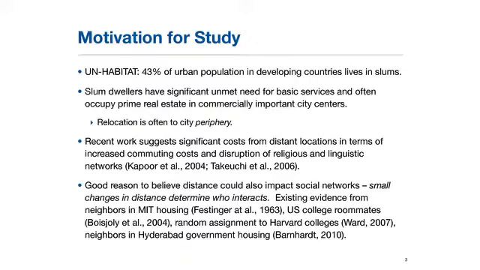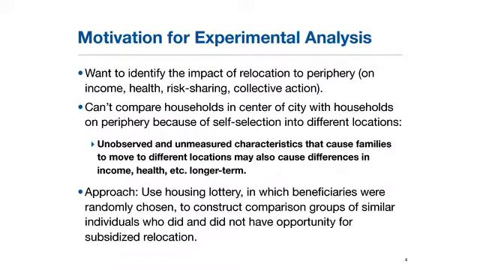And so we have good reason to believe that it doesn't just have an impact on income and kids' education, access to health, things like that, but that it will also have an impact on their social networks, right? That it'll actually change who they interact with. And there's quite a bit of evidence now that even very small changes in distance have an impact on who people talk to. Right? So we're looking at income, education, those kinds of employment and livelihood outcomes, but we're also looking at some social network outcomes in this study. And so what we want to do is to identify the impact of this relocation to the periphery on these different kinds of outcomes.